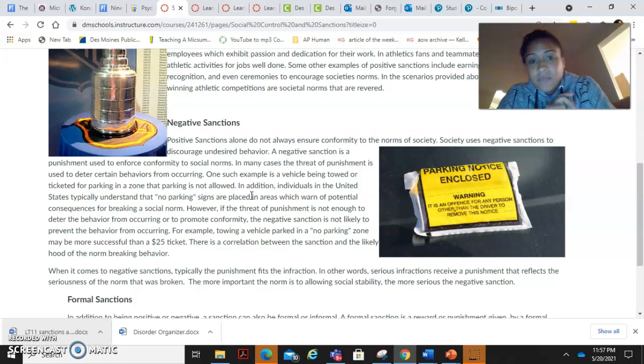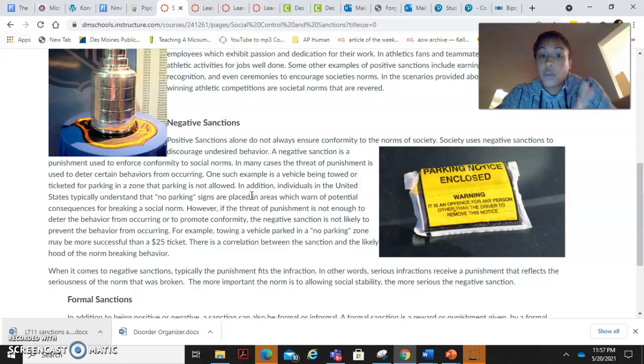In addition, individuals in the United States typically understand that no parking signs are placed in areas to warn of potential consequences for breaking a social norm. However, it is a threat of punishment. It's not enough to deter the behavior from occurring or to promote conformity. The negative sanction, the punishment in itself, is not likely to prevent the behavior from occurring, right?